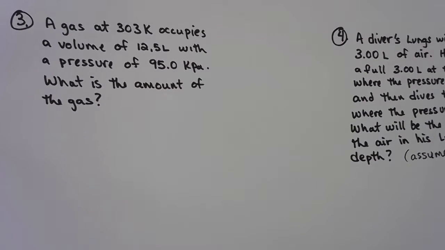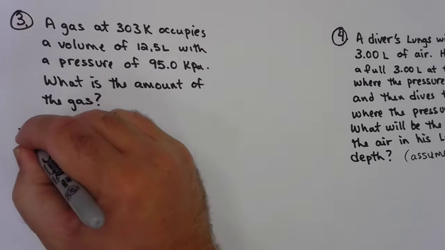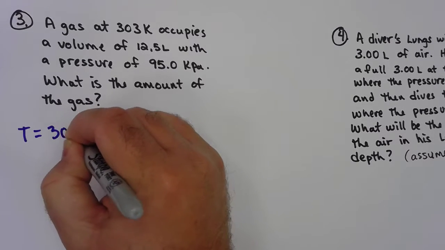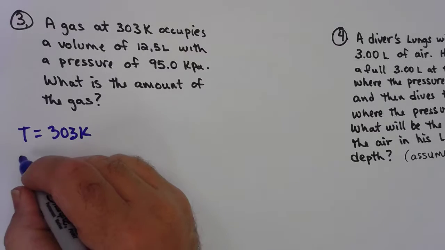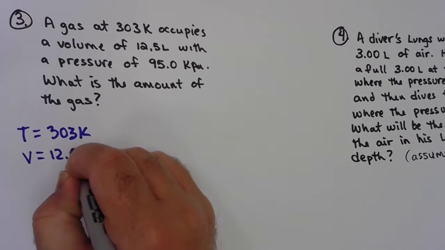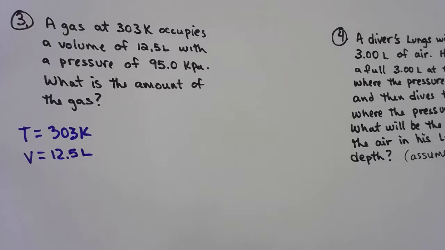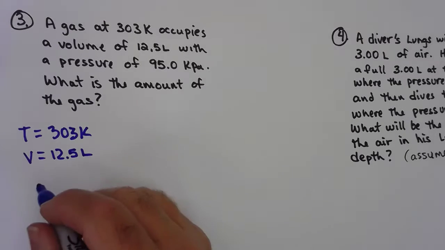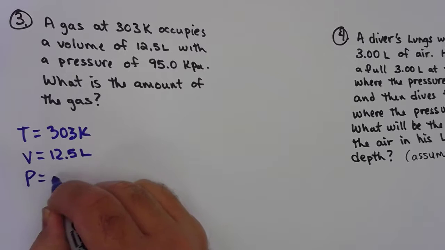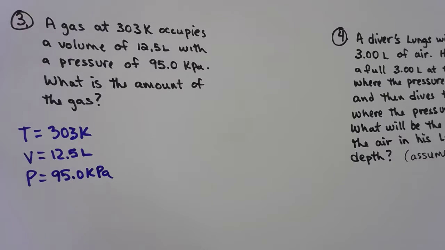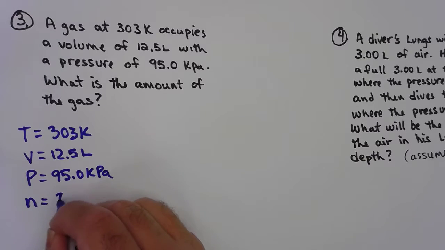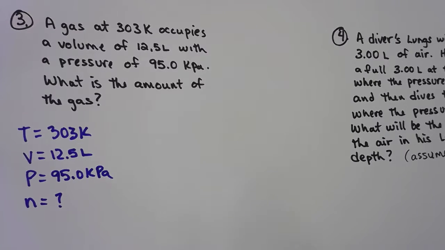A gas at 303 Kelvin, well that's temperature, occupies a volume of 12.5 liters at a pressure of 95 kPa. What is the amount? Amount is N. Might say what's the number of moles, what have you. I only have 1 of everything this time.